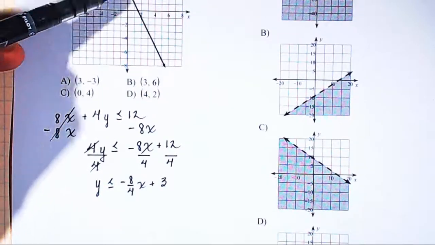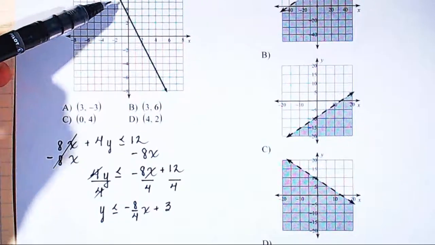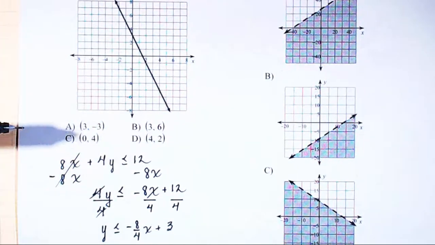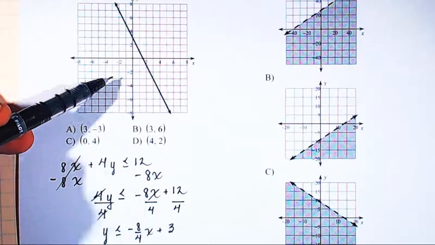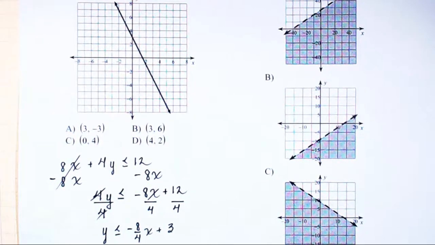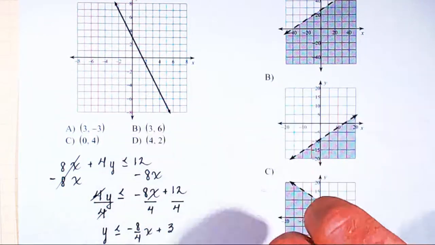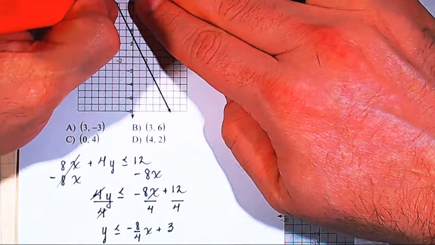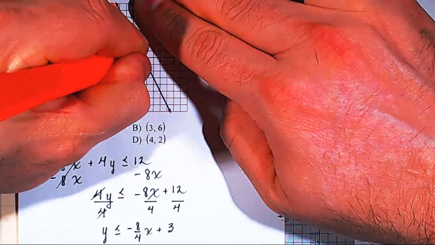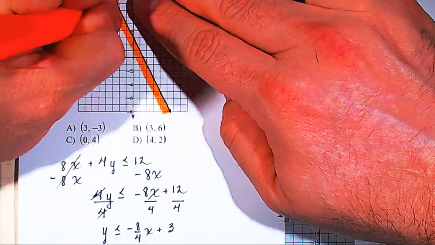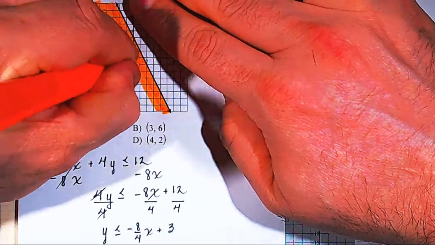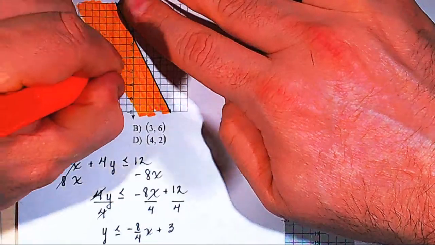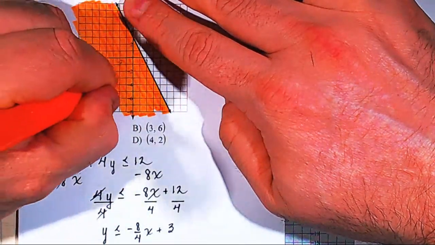So they've actually already given us the line, and it's a solid line because this is less than or equal to. The question is, where do we shade? Do we shade above the line or below the line? Well, less than or equal to, we're going to shade below the line. So here I'll shade below the line. That means that our inequality can take on any value in this shaded region, including points right on the line. And that might be important in this problem.